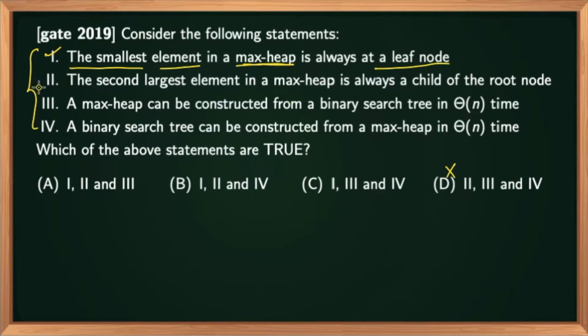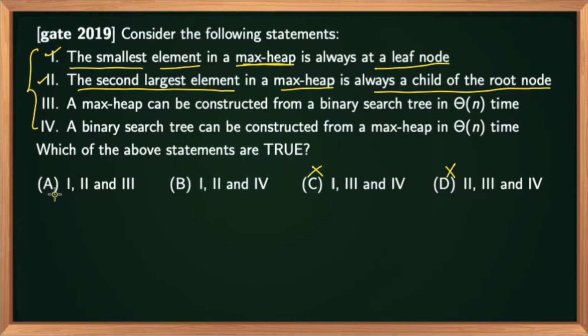Now the second statement says the second largest element in a max heap is always a child of the root node, right? We also know that the second largest element can go to maximum depth 1. That means it should be the child of the root node. So the second statement is also true. So that means choice C is false.